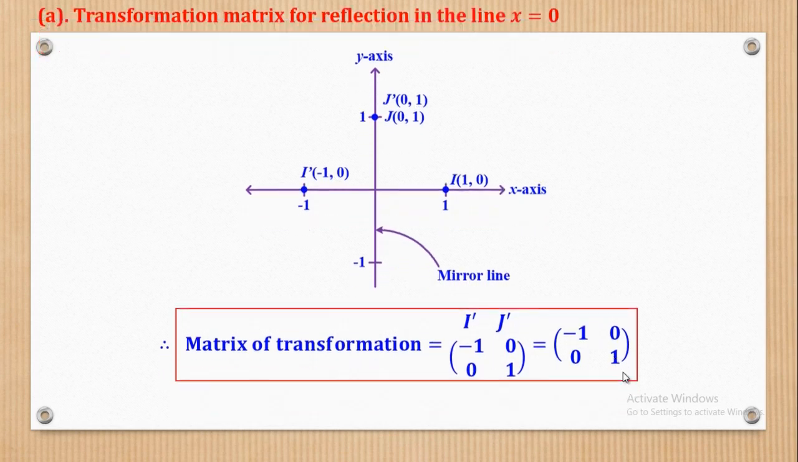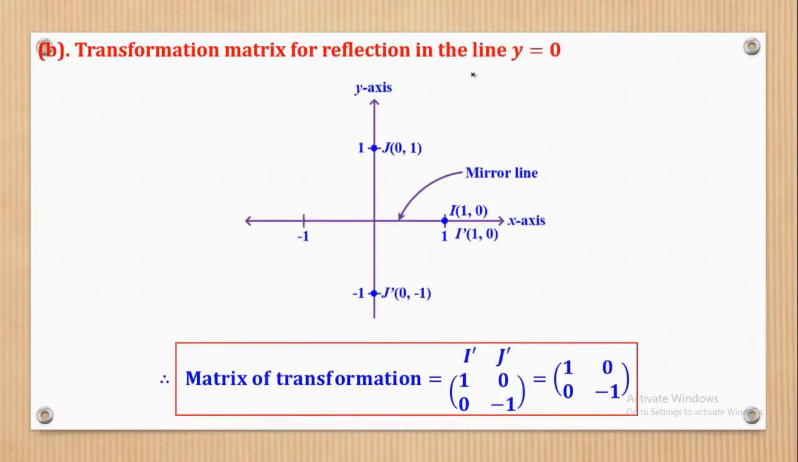So let's do the same for the rest of the lines. So the line y equal to 0, which is the x-axis, do the same. This point does not change, that's why there's I prime there, but this point changes to give you this. Therefore you write it in this form, and that will be the matrix of transformation.